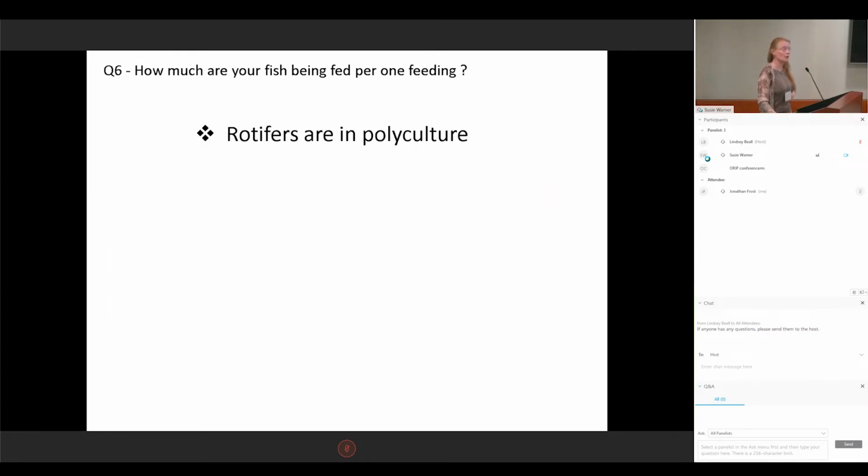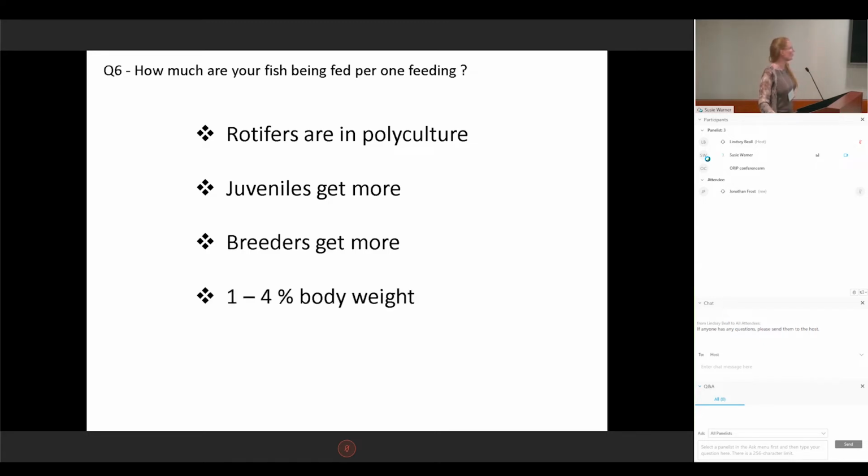A lot of the comments came up relating to stuff we've already heard. So if you have rotifers being raised in a polyculture environment, they have that ability to feed continuously. The juveniles get more, the breeders get more. And then those that did actually give a specific number said that it was between 1% and 4% body weight was where they were aiming at for the amount in a single feed.